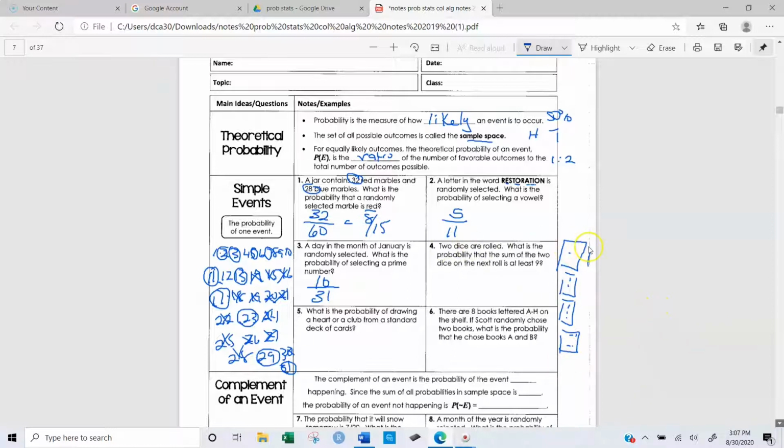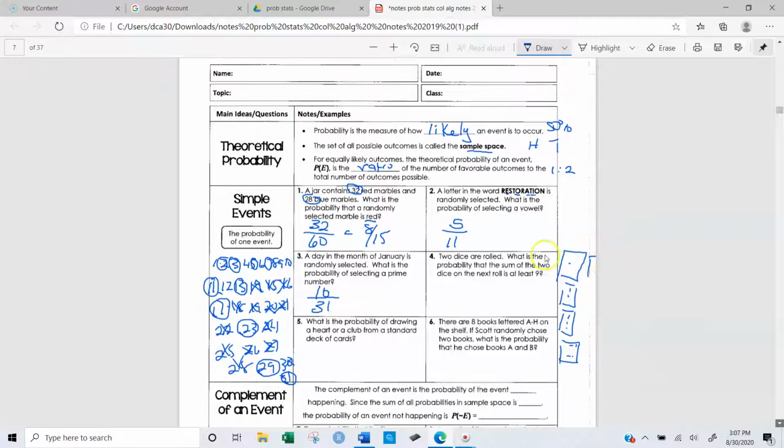Now, and then I go 1 with 1. Oh, wait, I can't draw on this one. So this is with 1, this is with 1, this is with 1, this is 1, all the way down to 10. I want to know what is the probability the sum of the 2 dice on the next roll is at least 9. So this means it's 9 or more. So my sum has to be greater than or equal to 9.